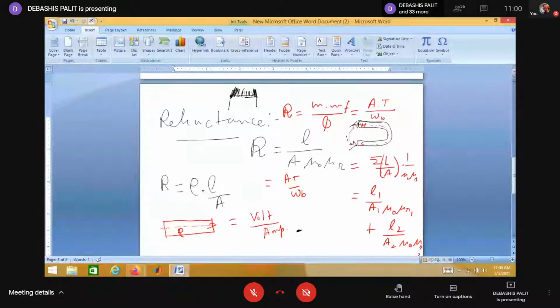So there must be some consideration of the flux path length, as well as consideration of the cross section through which the flux is traveling through the air. That is different than the flux when it is flowing through the magnetic material. So if you define that L1 is the length of the path when it is traveling through the magnetic material, and L2 is the length of path when it is traveling through the air, then the formula will be like this. There may be some different media also.